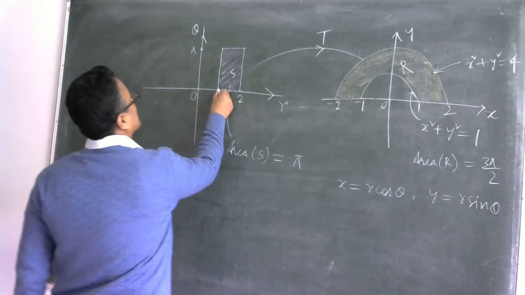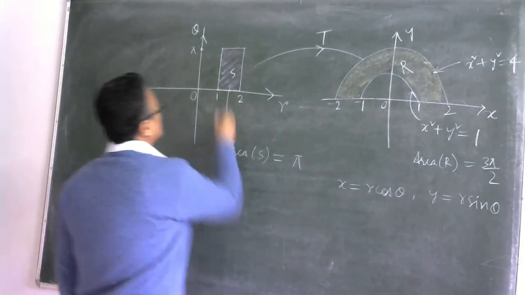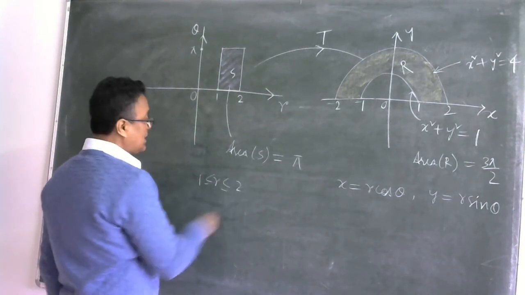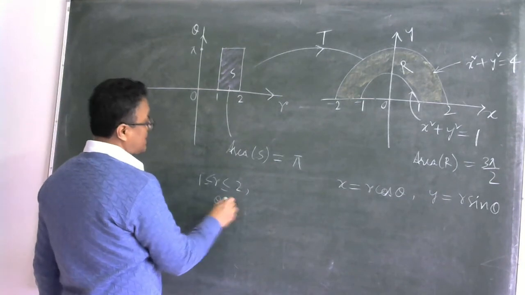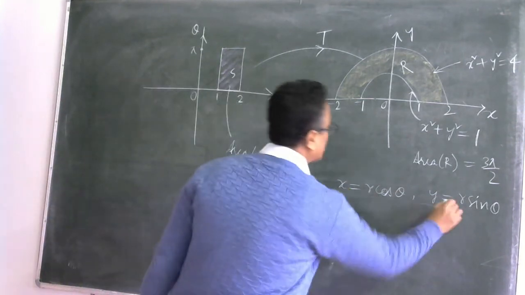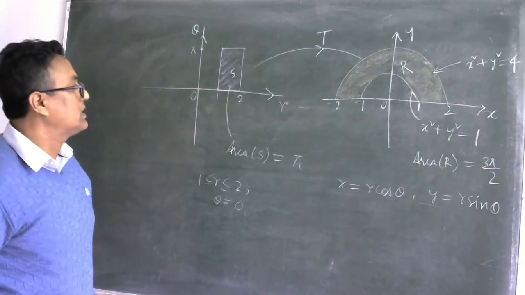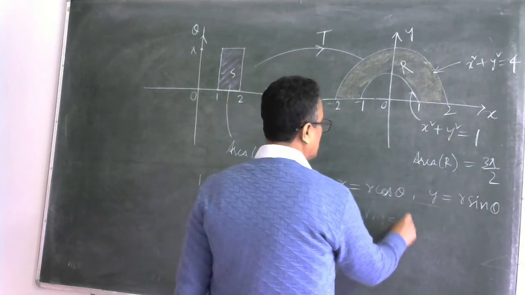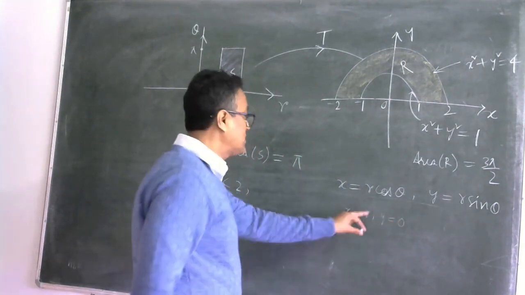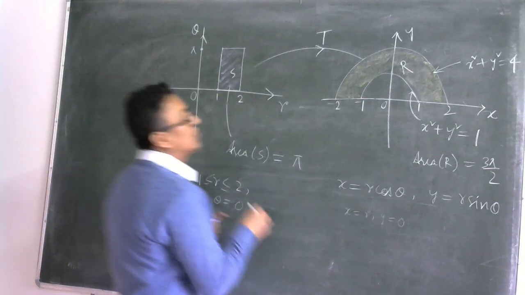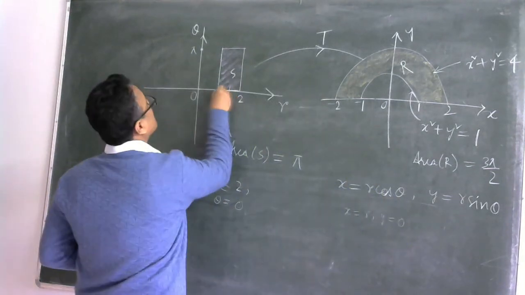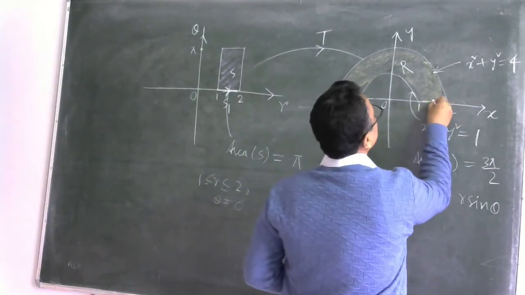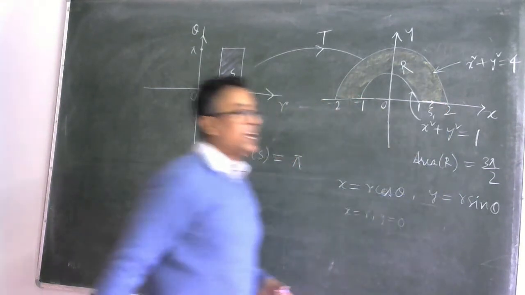So now let us consider this one. If you look at this, your r lies between 1 and 2, and theta is simply 0 here. If you look at the corresponding x and y coordinates, if theta is equal to 0, then x is simply equal to r and y is equal to 0. And what is the range of r? r goes from 1 to 2. So in the xy plane, if this is say S1, it will correspond to this boundary, which I call S1 bar.